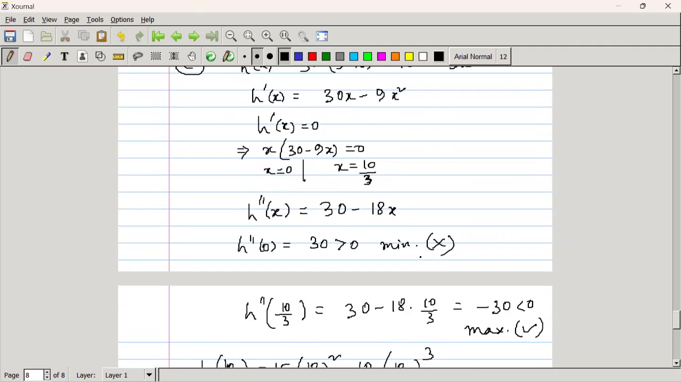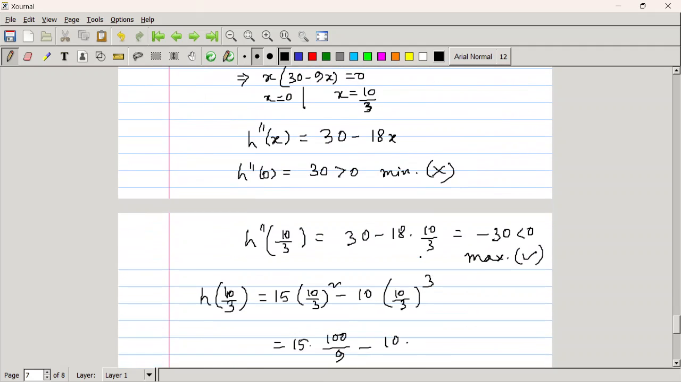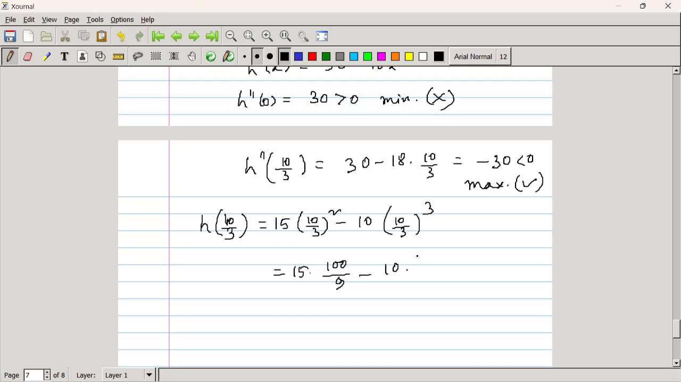I think it is 3x square. Oh, sorry, 3x cube. I am writing 10x cube. Sorry. So let me just erase this 10 by. I have to replace it by 3. So it is 3 into (10 by 3) whole cube, that is 3 into 1000 by 27.